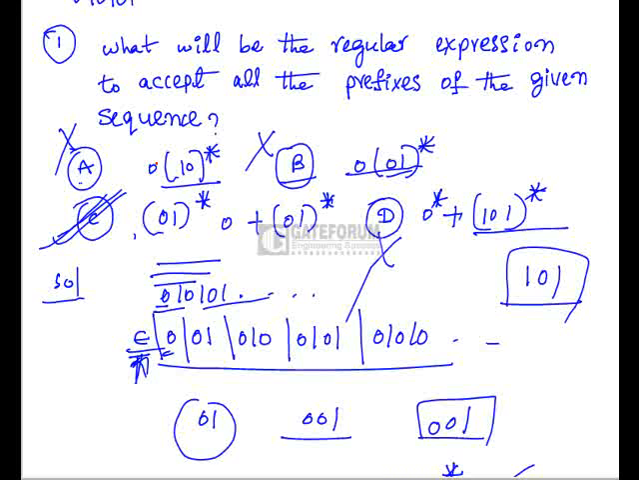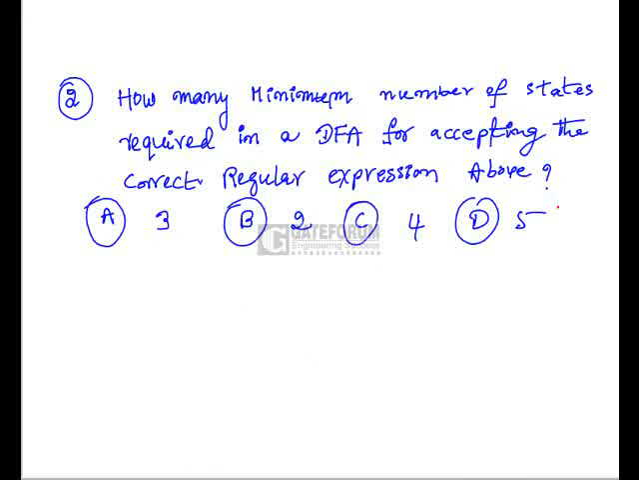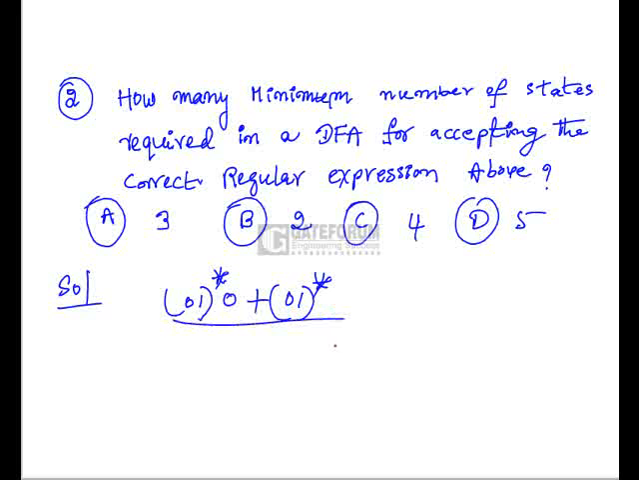And there is another question on this data. The linked question is, what is the minimum number of states required in a DFA for accepting the correct regular expression above? We got the correct regular expression as (01) whole star 0 plus (01) whole star, option C in the previous problem. Based on this, we need to find the minimum number of states required in the deterministic finite automata. The strings possible are epsilon, 0, 01, 010, 0101, and so on. If epsilon is the minimum string, then the starting state must be final.